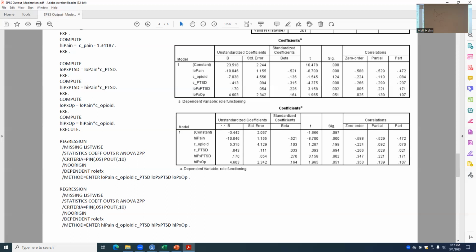So here, looking at my model for, we've got low pain, right? What am I looking at in terms of my simple slope here? Like what's the only thing that I'm interested in this model? If I'm saying that pain impacts the unique effect of PTSD on role functioning, what's the simple slope I'm trying to get out of this first model? Simple slope for what?